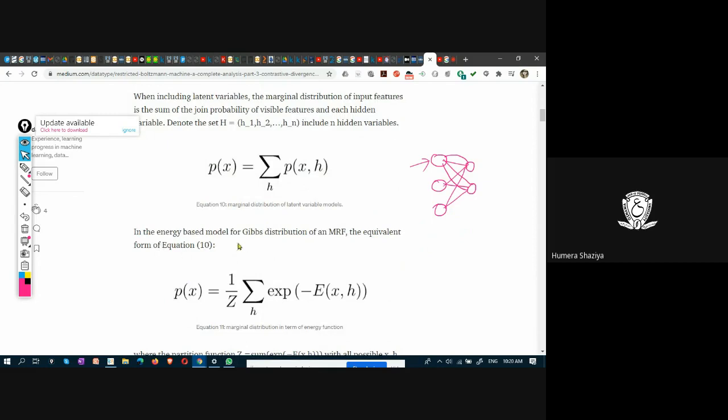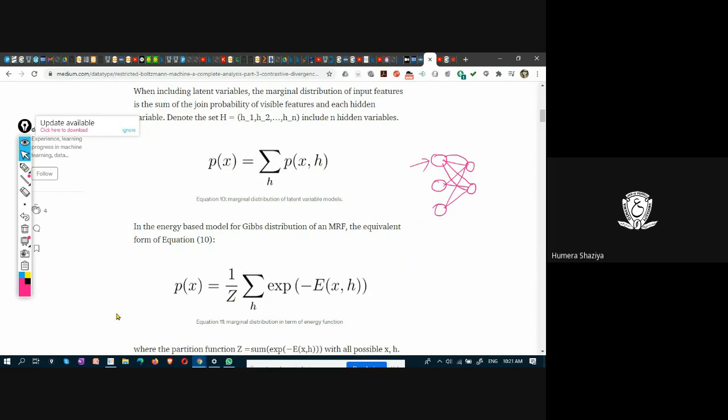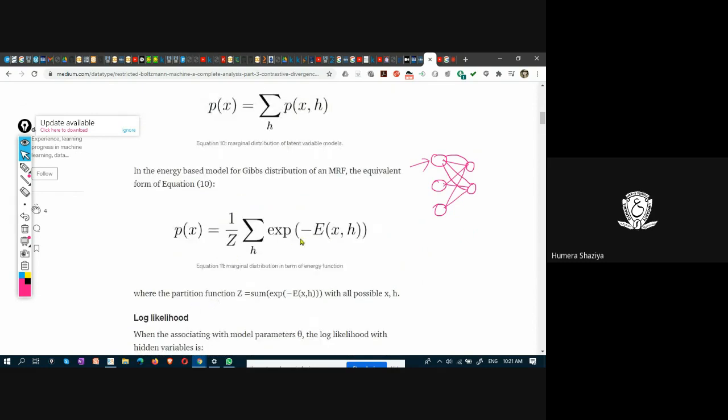In the energy-based model for Gibbs distribution, the equivalent form is this energy function: P of x equals 1 over Z. Z is the partition function, which is equal to the sum of exponent of minus E(x, h) over all possible x and h. All possible combinations of x and h.